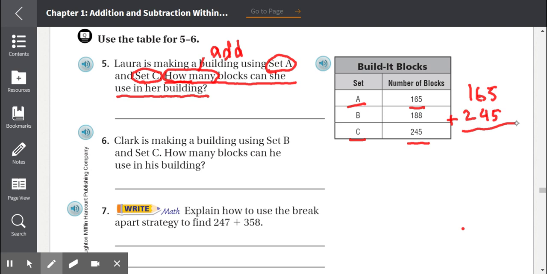Let's add them. 5 plus 5 is 10. We carry our 1. 1 plus 6 is 7. 7 plus 4 is 11. We carry our 1. 1 plus 1 is 2. 2 plus 2 is 4. So it was 410. So how many blocks can she use in her building? 410 blocks.